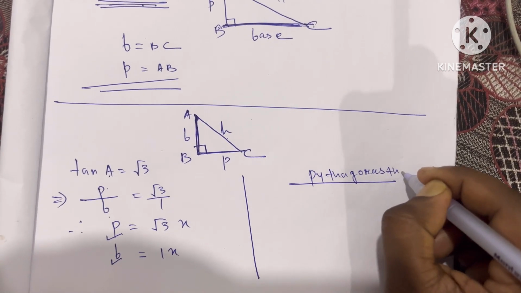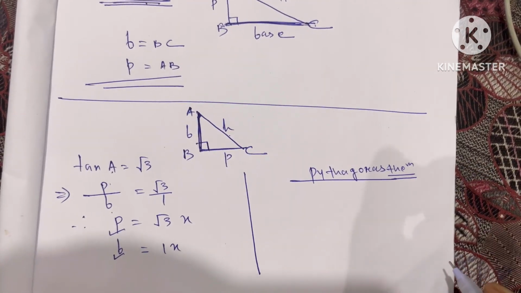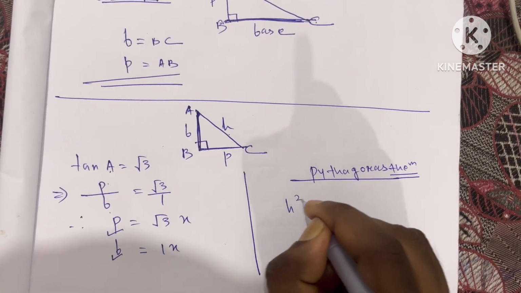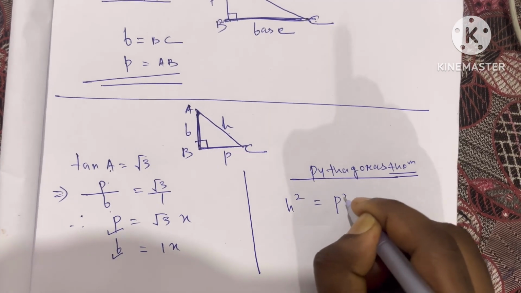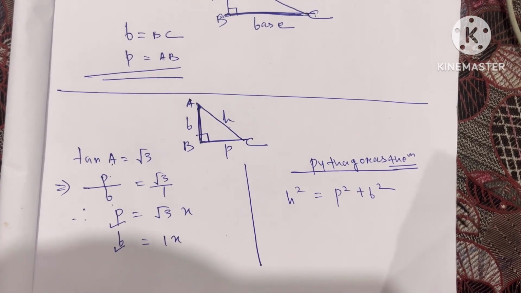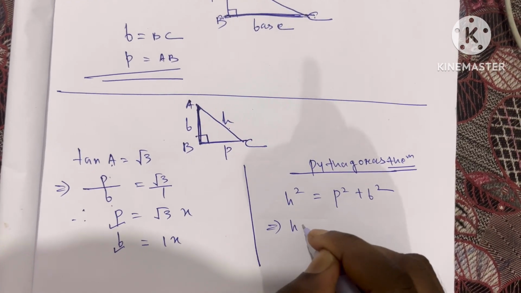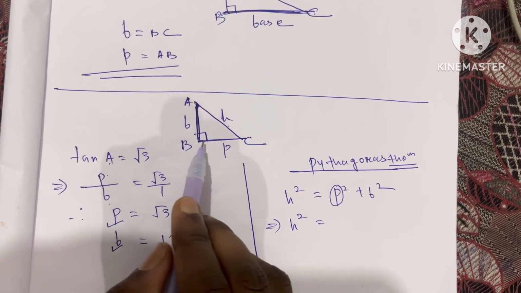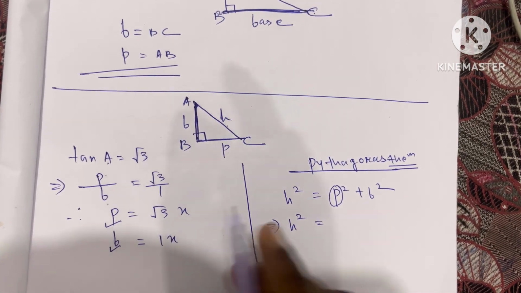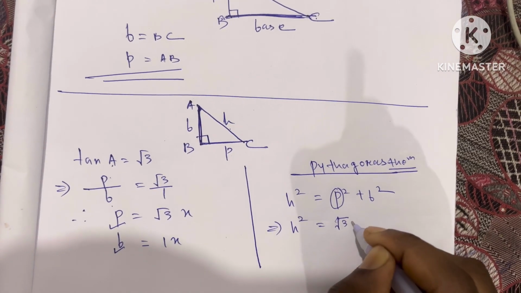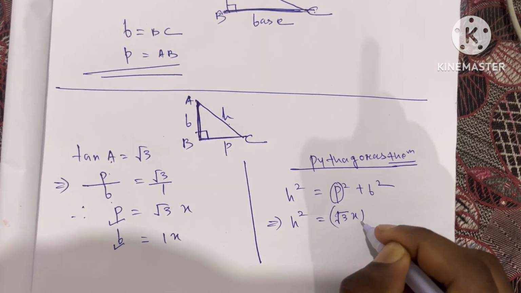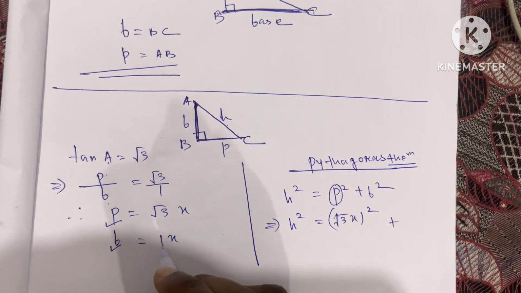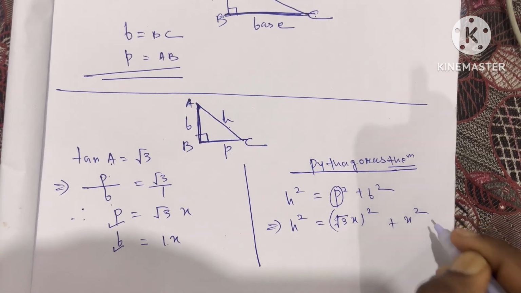So according to Pythagoras, we know that hypotenuse square is equal to P square plus B square. Is it not? I don't know the value of hypotenuse, but I know the value of perpendicular. The value of P is root over 3x. So in place of P I can write root over 3x whole square, and the value of base is 1x, means x. We can write x square, na?